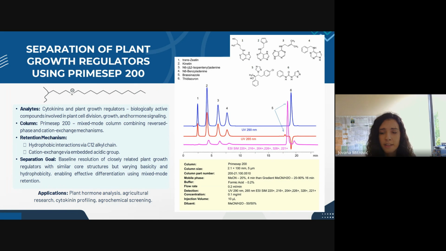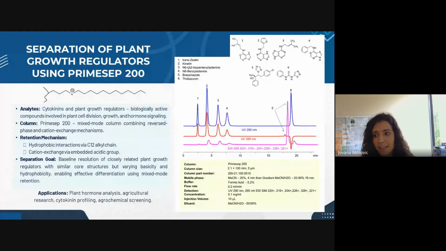On the other hand, thidiazuron and brassinazole, while functionally similar, are structurally very distinct from these cytokinins. And all these compounds differ widely in their ionization behavior, polarity, and hydrophobicity. PrimeSep 200 enables the effective separation of this chemically diverse group using its mixed mode design, featuring, again, a hydrophobic C12 chain and embedded acidic group.